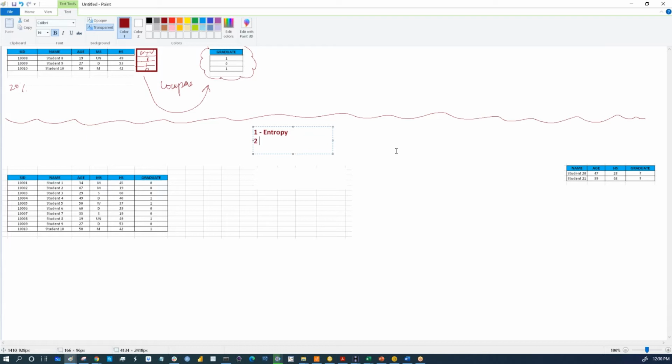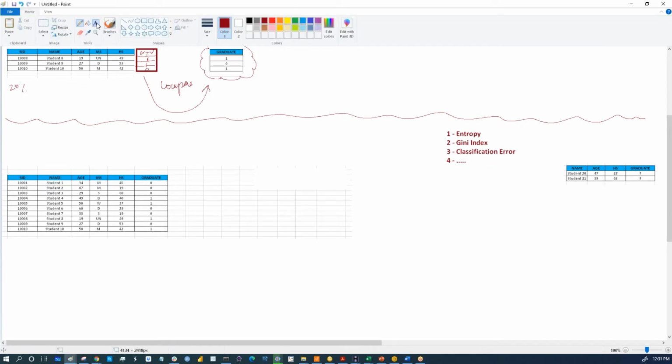Second, Gini index. Third, classification error. And of course, there are fourth and fifth, etc. Of course, we are not going to use all of these. We are going to use the entropy.